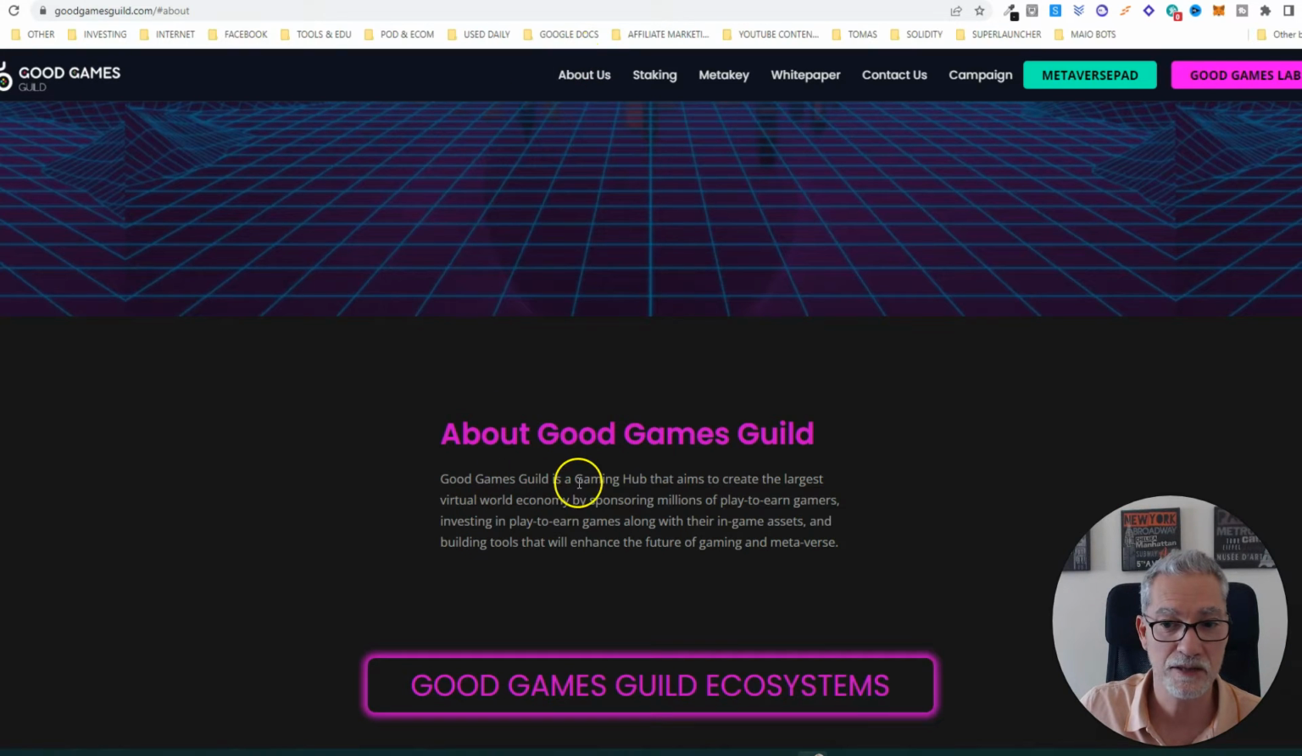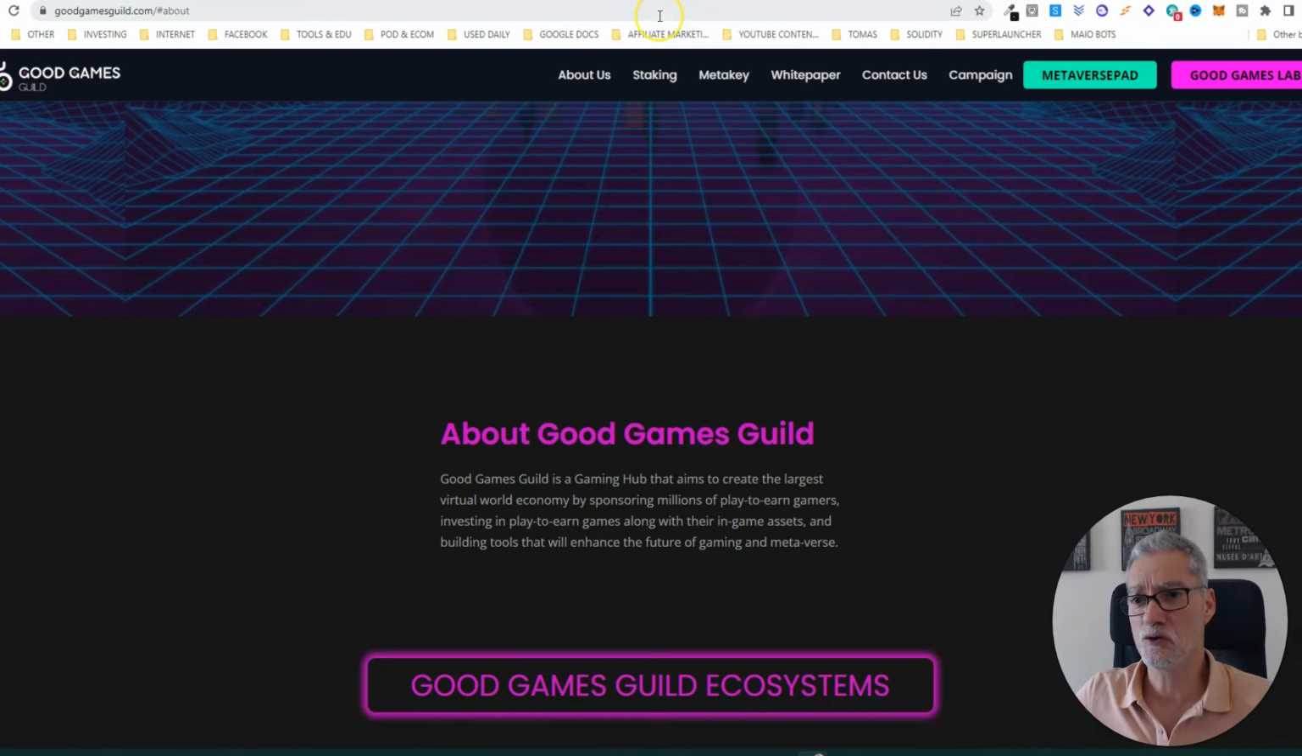So Good Games Guild is a gaming hub that aims to create the largest virtual world economy by sponsoring millions of play-to-earn gamers, investing in play-to-earn games along with their in-game assets, and building tools that will enhance the future of gaming and metaverses. So usually you will find all the information regarding tokenomics in the white paper.